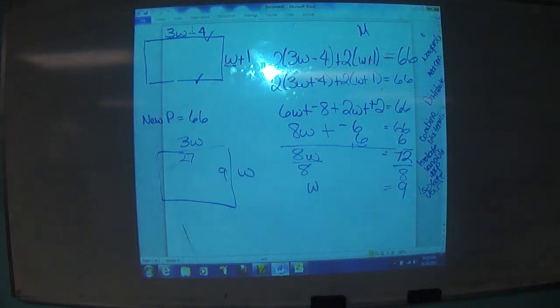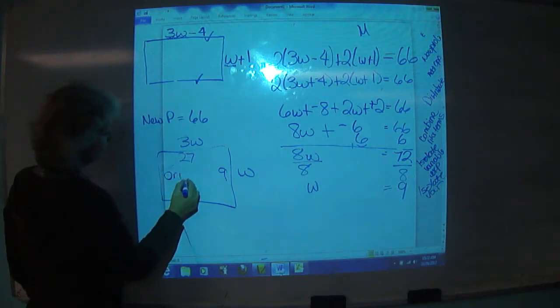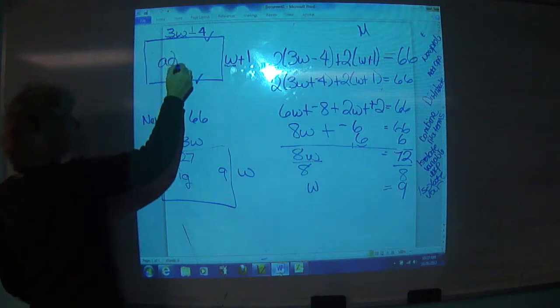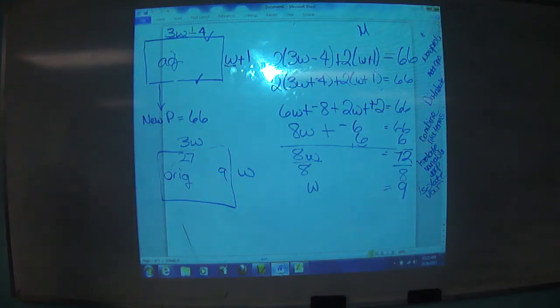That was the way that it read. The length of the rectangle is 3 times the width. If the length is decreased by 4 and the width is increased by 1, the perimeter would become something. Find the length of the original rectangle. So we were talking about 2 different rectangles, the original and the adjusted. They gave us the perimeter of the adjusted rectangle. They never gave us the original perimeter. So we had to calculate it based on the adjusted, and then go back and find the original.